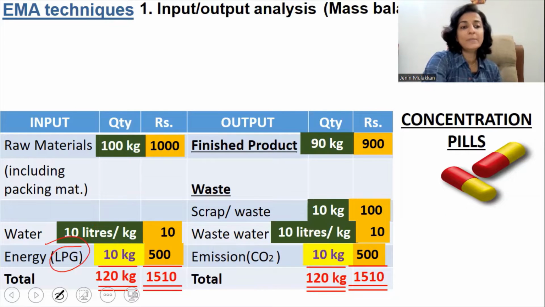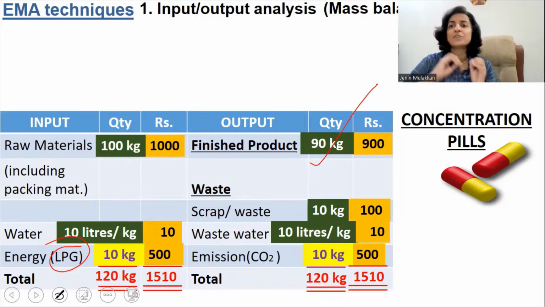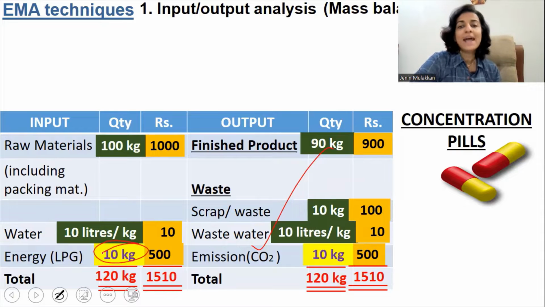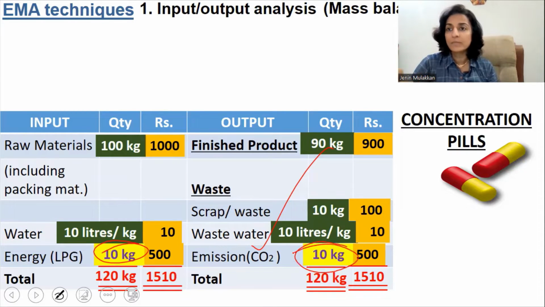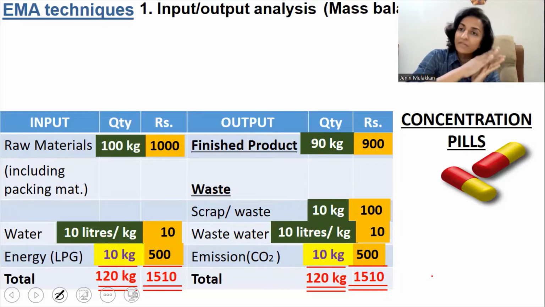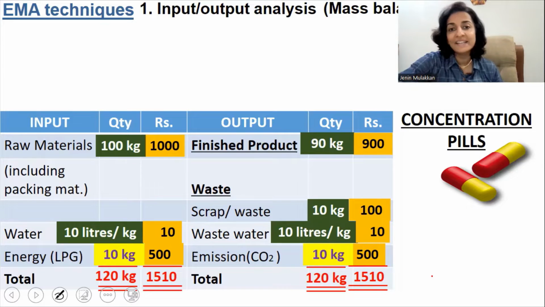Now coming to LPG. Now LPG also, it does not enter into the final product. Majority of the emission is carbon dioxide. So 10 kg, which has come as input, will come as 10 kg as the waste, because it is not entering into the final product. And what is the cost attributable to it? It is again 500 rupees. So whatever is coming in is going out, either as a good product or as waste.